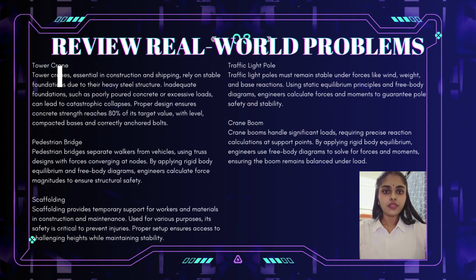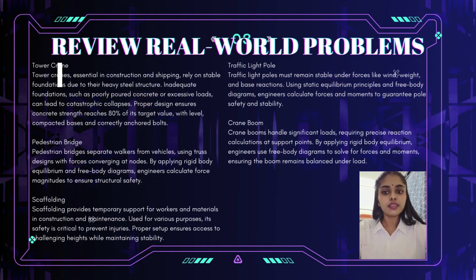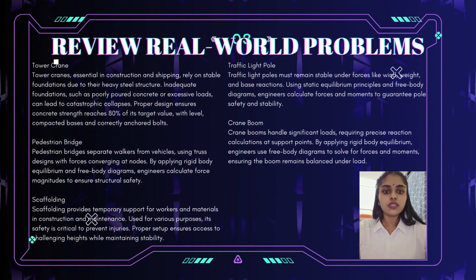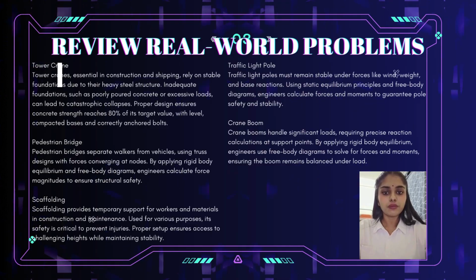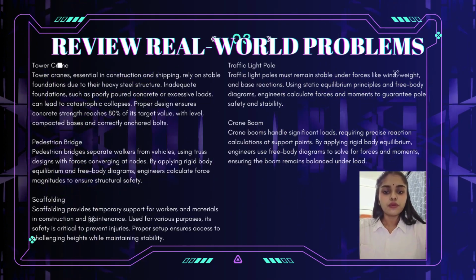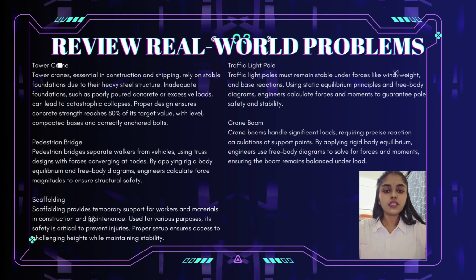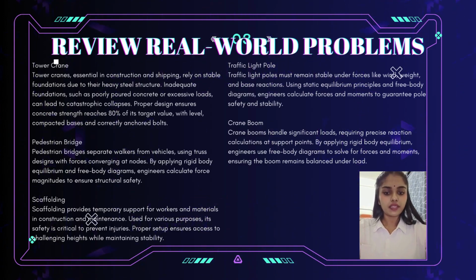Traffic light pole, wind and weight stability. A traffic light pole must remain stable under wind load and the weight of the light. For example, statics helps calculate the reaction forces at the base of a traffic light pole, ensuring that it remains upright and secure under both the weight of the light and wind forces. Engineers calculate the vertical forces, the weight of the pole and lights, and the horizontal forces, the wind, as well as the moment about the x, y, and z axes equals 0. This equilibrium equation ensures that the forces balance in each direction, preventing the pole from tipping over.